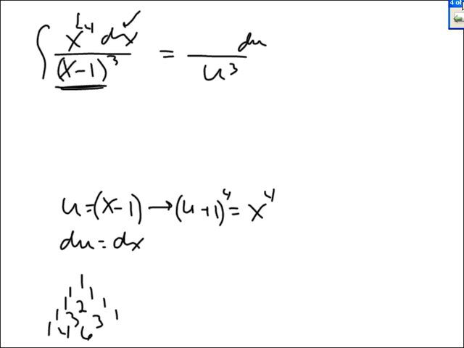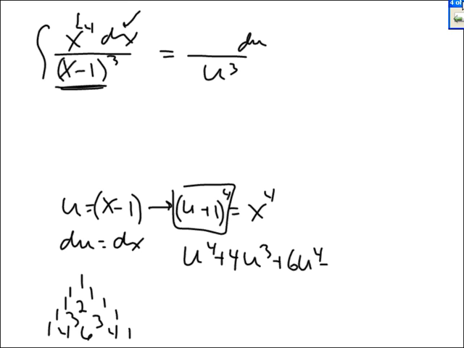1, 4, 6, 4, 1. You should know this, but if you don't, somehow figure out what (u + 1) to the 4th is. It's going to be u to the 4th plus 4u cubed plus 6u squared, I meant to say squared, plus 4u plus 1. Okay, so obviously I need a little bit more room.